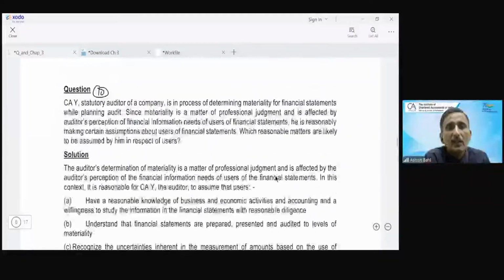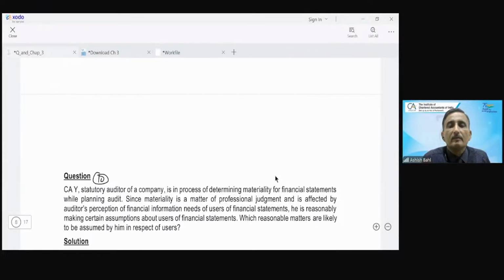We'll see another question on materiality. Yes, now read this question. When an auditor determines the materiality, it is influenced by the needs of users of financial statements. So the auditor makes certain assumptions about users of financial statements. What are those assumptions in respect of users which the auditor makes? These are discussed in SA 320.